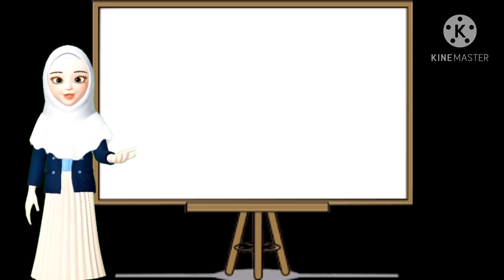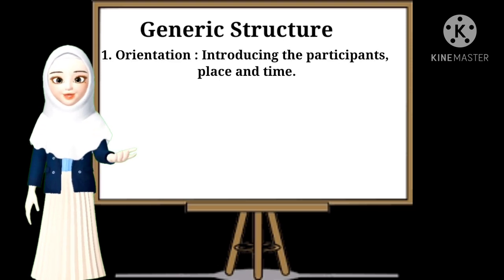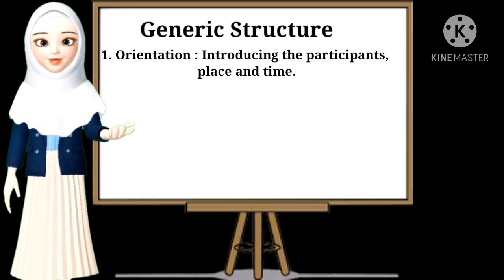Then, let's discuss the generic structure of recount text. 1. Orientation. It is about introducing the participants, place, and time of the story. And please remember, my students, this is always in the first paragraph of the text. We can say that this is the opening of the story because it introduces the participants, place, and time of the story, right?